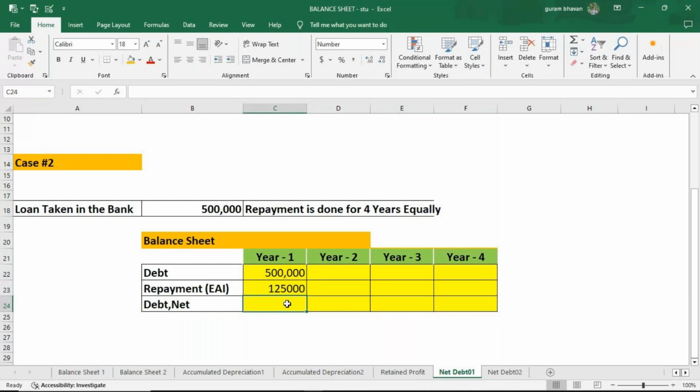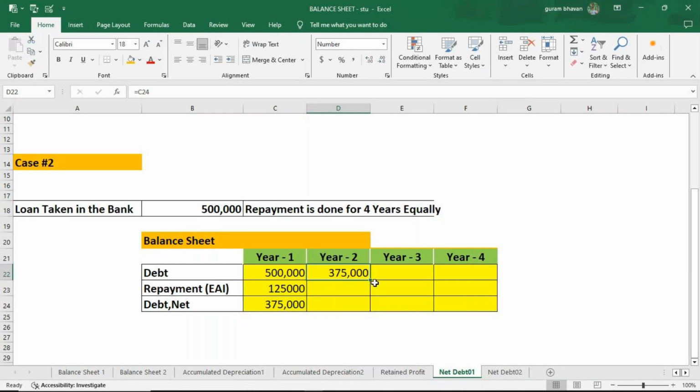So EAI, debt amount. After repayment, how much is the amount pending? So debt minus repayment. Next year's beginning will be whatever amount is left. I have paid the equal annual installment from the debt amount, and after paying that, the remaining amount will be carried forward for the next year.